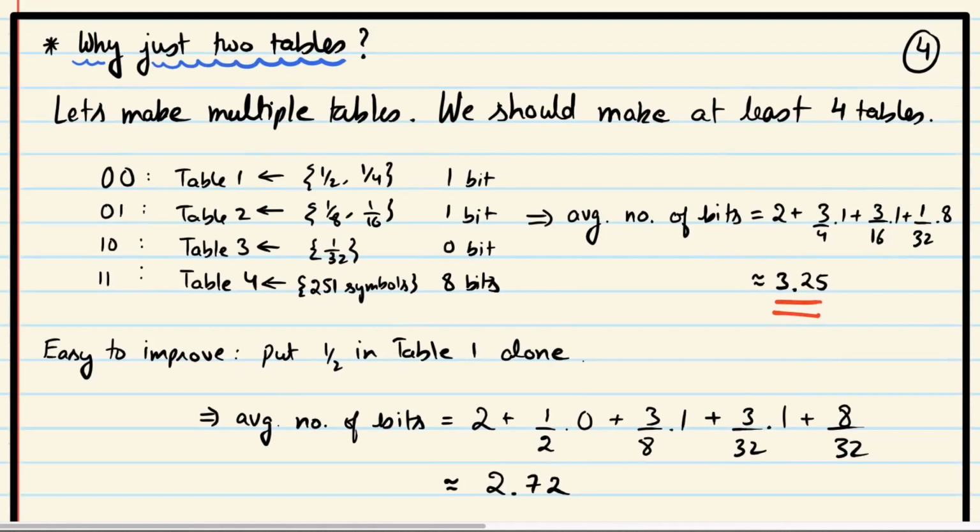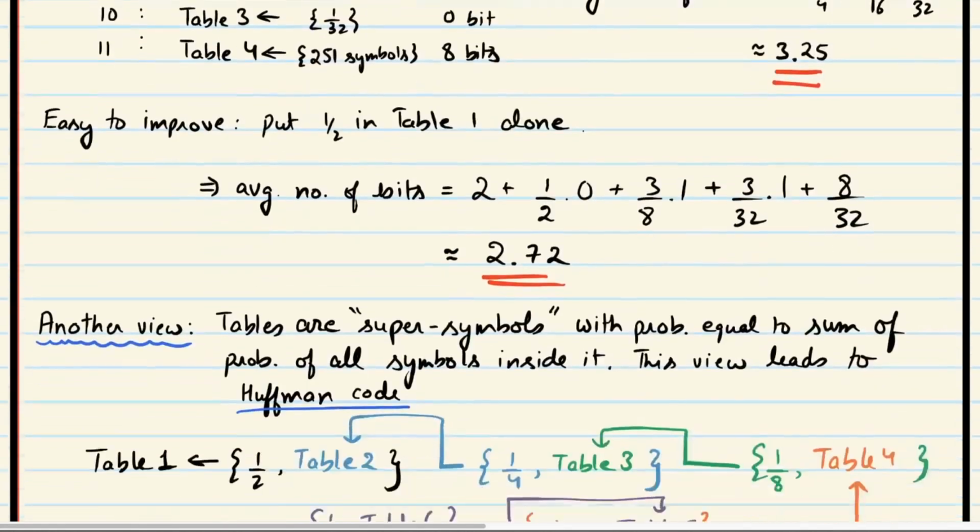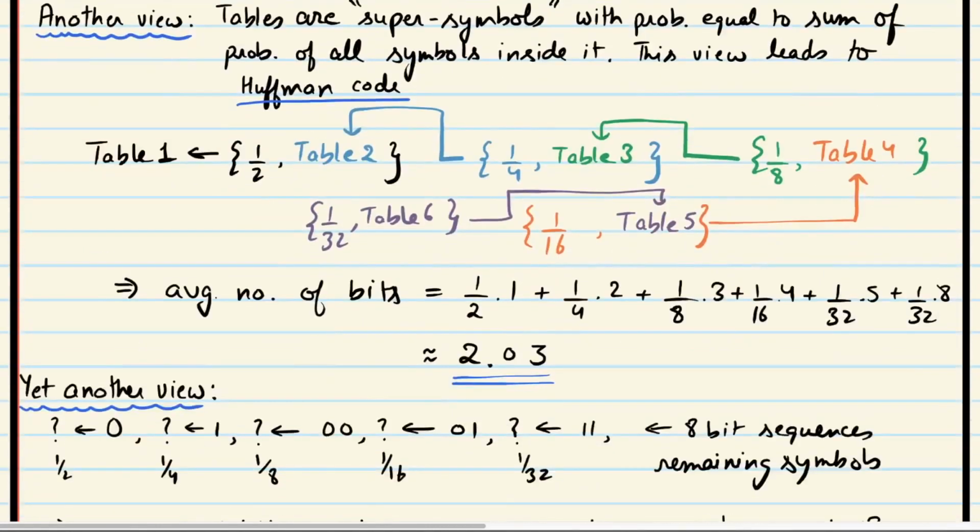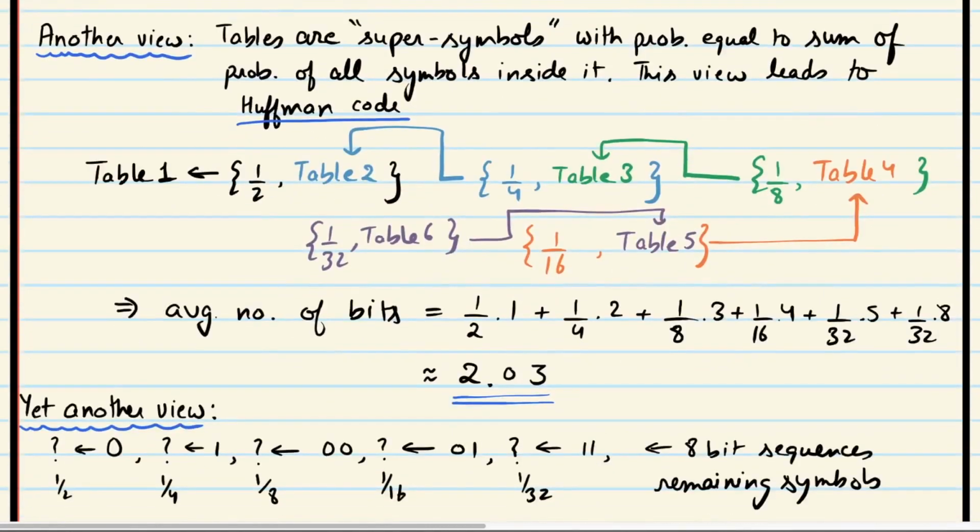Okay, so you can try another thing. Instead of putting half and 1/4 in table 1, you can put half alone in table 1, and if you make this small change, you will see that it improves to 2.72. So I'm just working out some example ideas here to see how different schemes can come about. Okay, so let's take another view of this multiple table scheme. So we can think of these tables themselves, the tables containing multiple symbols, as a super symbol, which represents a group of symbols. Okay, and the probability of this super symbol can be thought of as equal to the sum of probabilities of all the symbols inside it.